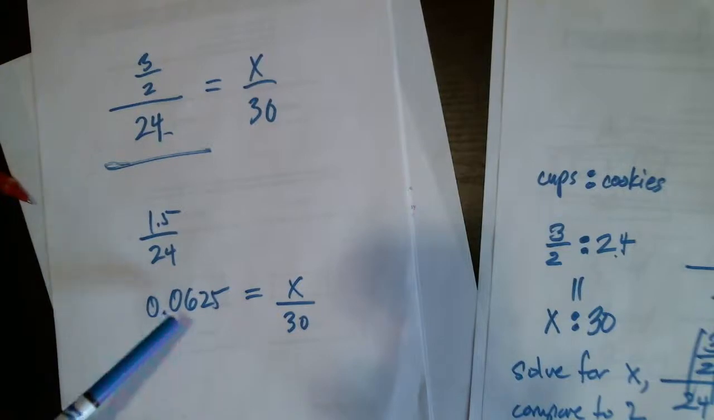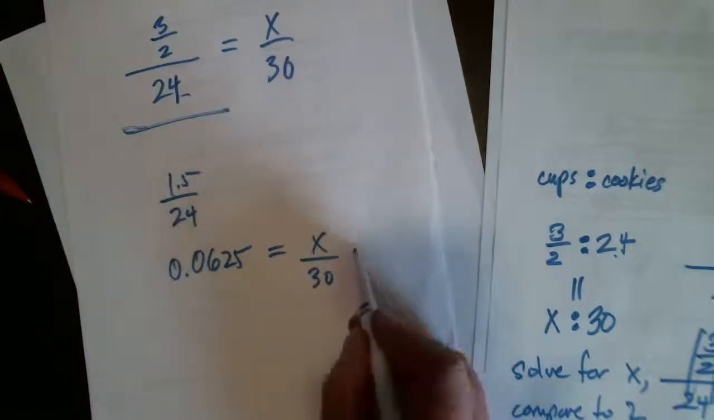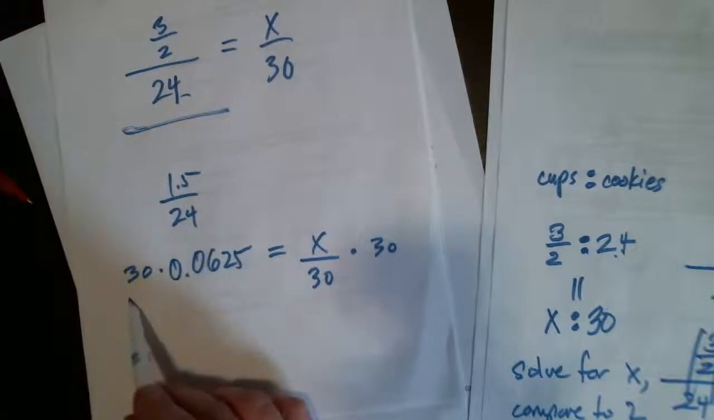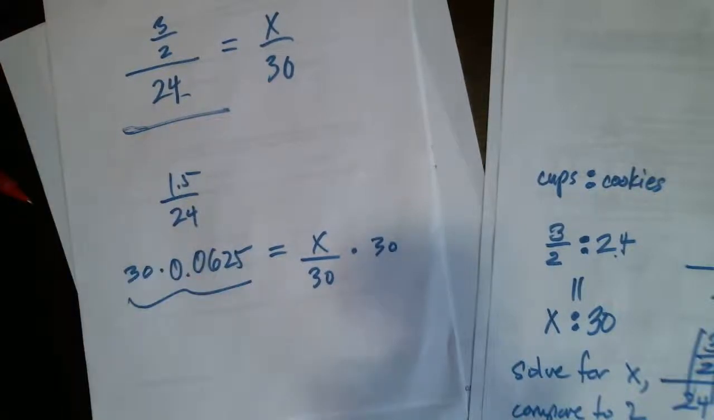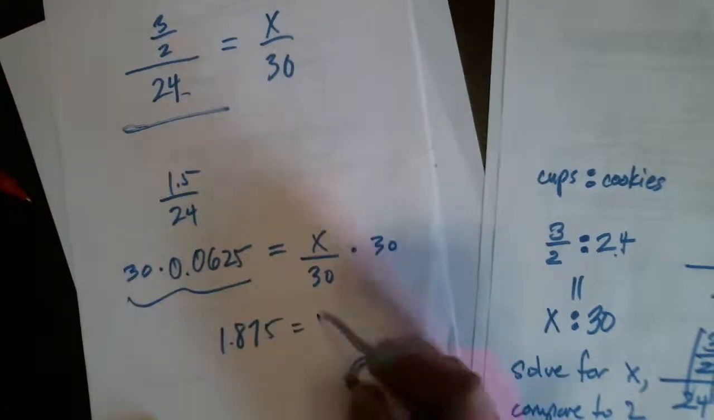If I gave you this equation and told you to solve for x, you wouldn't think about cross multiplying. You would just multiply both sides by 30. And now again, this is a number. So 30 times 0.0625 is 1.875.